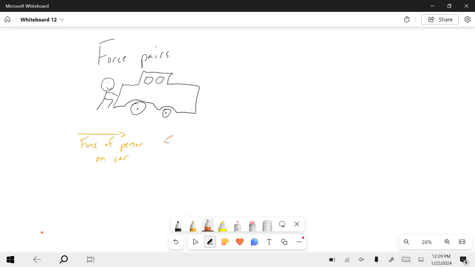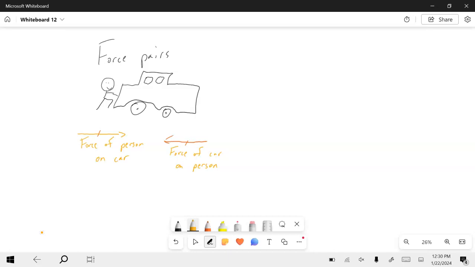Now the second force, and I'm going to indicate that these are the same size arrows. The second force in this pair is the force of the car on the person. What? The person's pushing the car. Well, if you push on a car, you can feel it. You feel pressure on your hands, and if you feel something, that means that something's pushing on you. So you push on the car, and then the car pushes back on you.